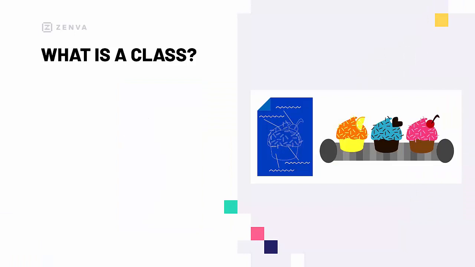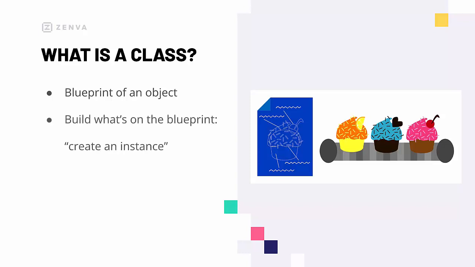So what is a class then? Well, a class is simply the blueprint of an object. Within a class, we essentially specify the blueprint, and with an object, we build what's on that blueprint. We call this creating an instance when we use the class to create an object. The class is really there just to outline the properties and what an object can do through its functions.